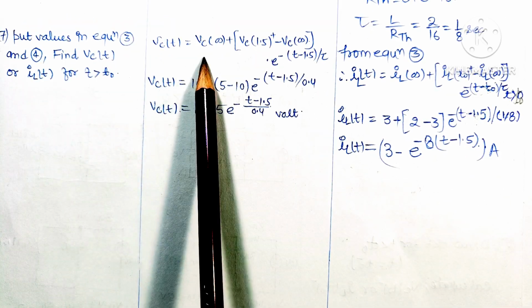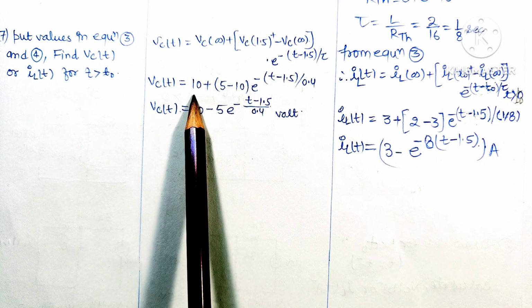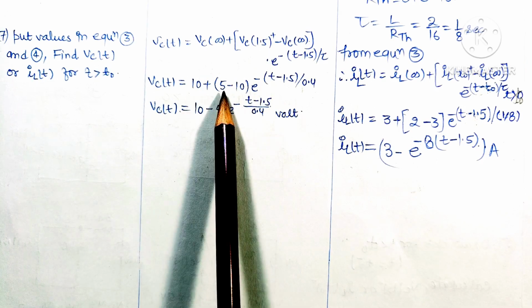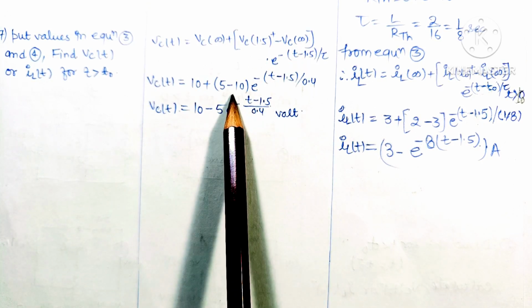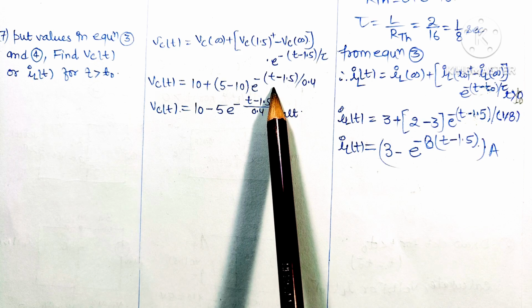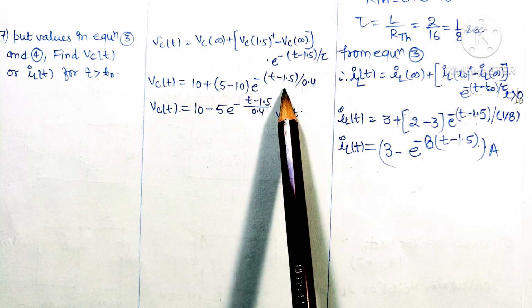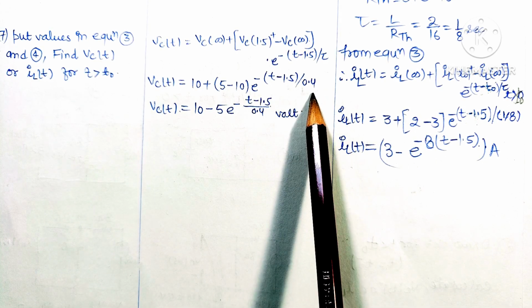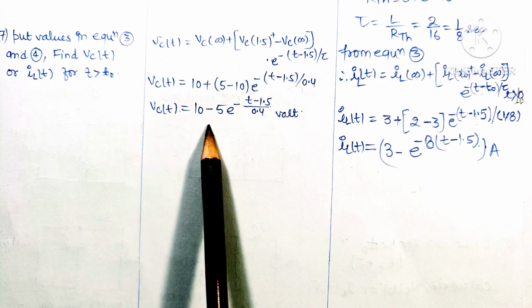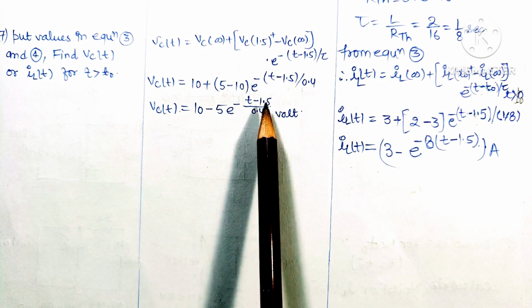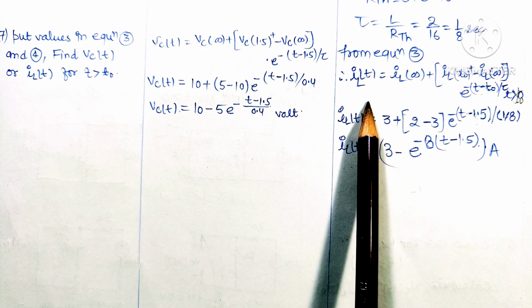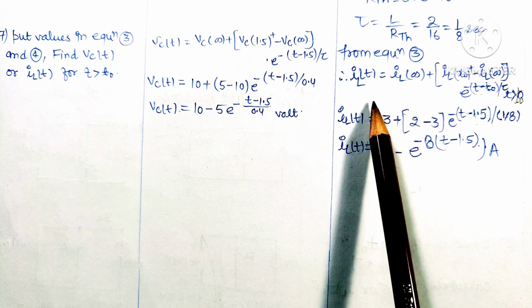If we put the value of Vc infinity, then Vc infinity was calculated here as 10 volt. Voltage just after switching at 1.5 second was calculated as 5 volt. So 10 minus 5 into e to the power minus t naught whole upon tau. Here t naught was the time at which switching happened, that was 1.5 second, whole upon tau, as tau has been calculated in step number 6 as 0.4 second. So Vc(t) can be calculated as 10 minus 5 into e to the power minus (t minus 1.5) whole upon 0.4 volt.